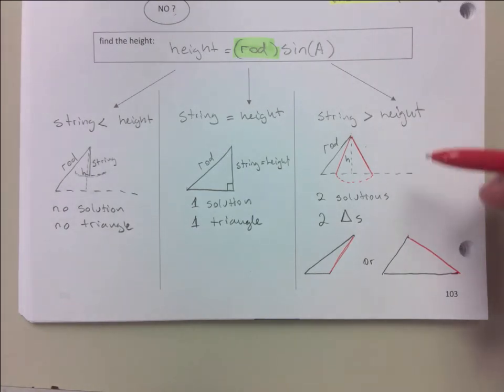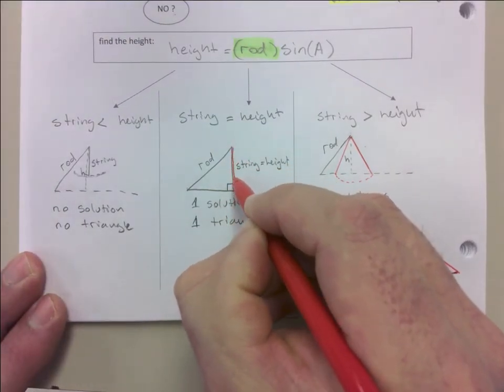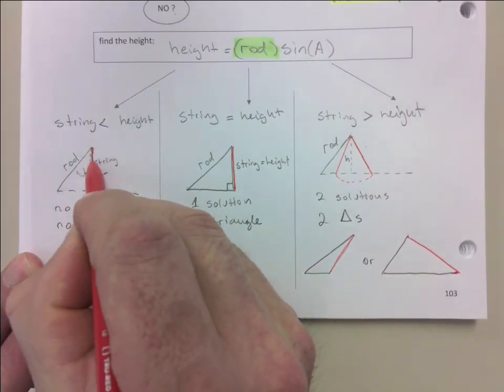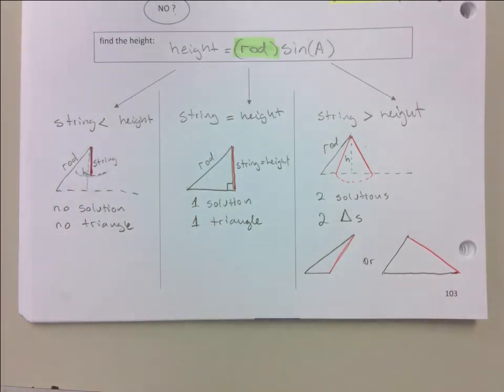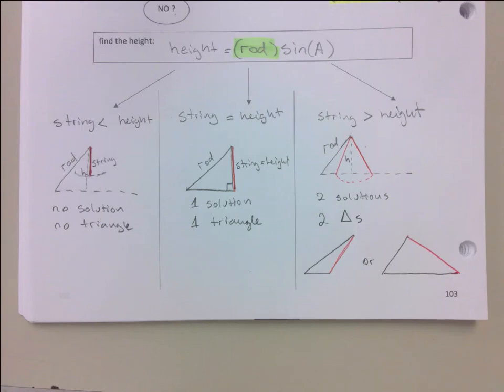If you used red like me, I will just go back and say, hey, the string is here. The string in this case was just up here, was shorter. It wasn't making contact with the ground. So there's your three possible outcomes once you get to the height. Okay?